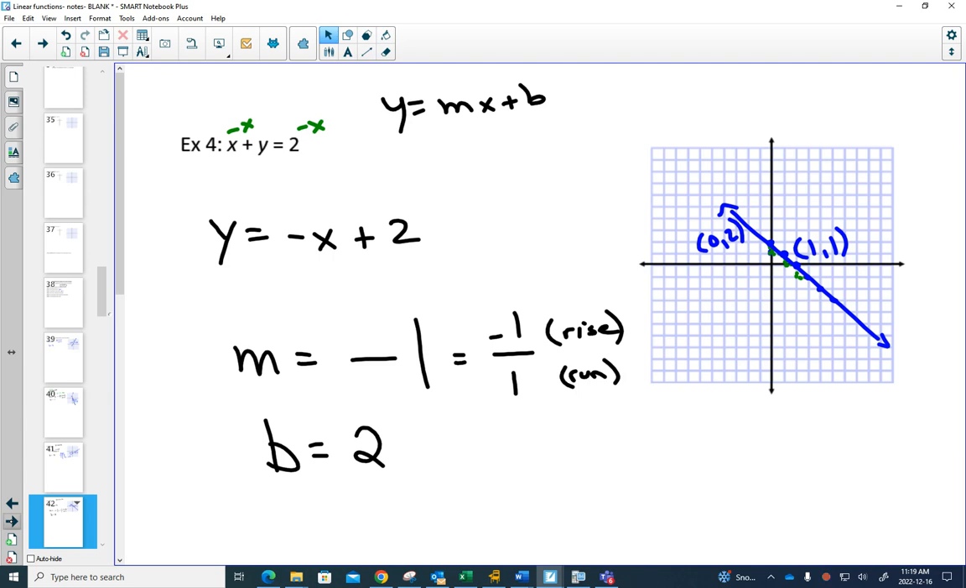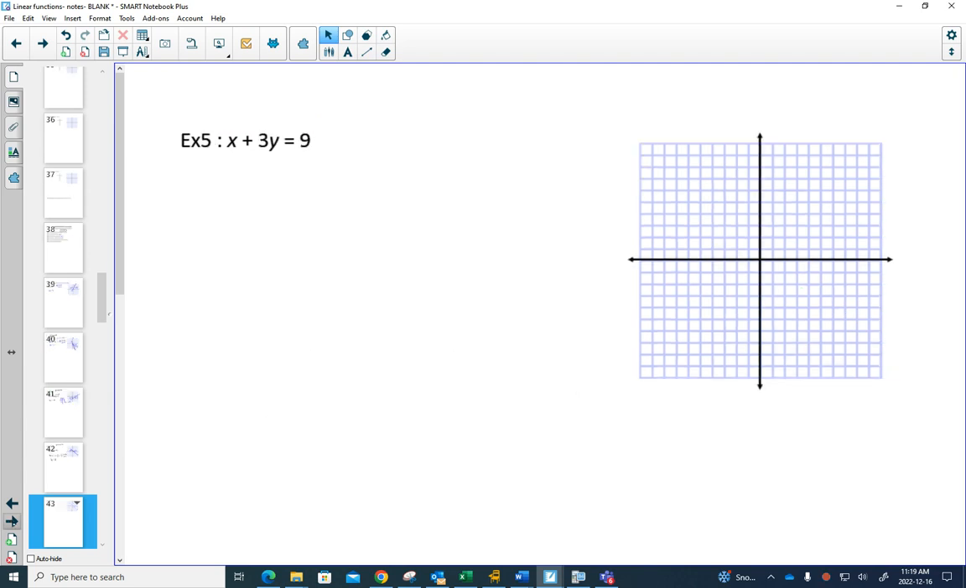Okay. Again, this one's harder. Oh my goodness. Sometimes you might look at this one and say, I like to do a table of values instead. It wouldn't be bad. When x is 0, what's y? 3. Now you have your y-intercept.